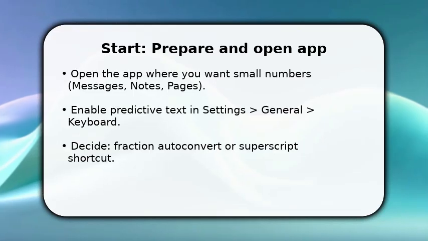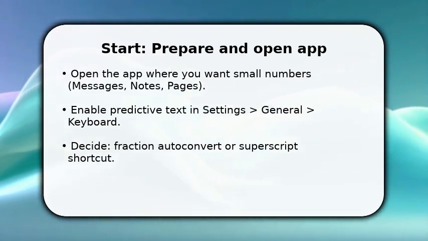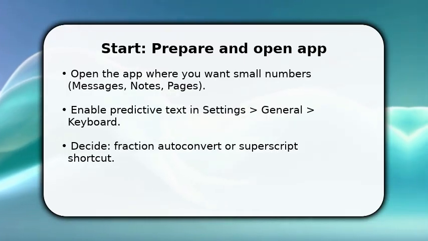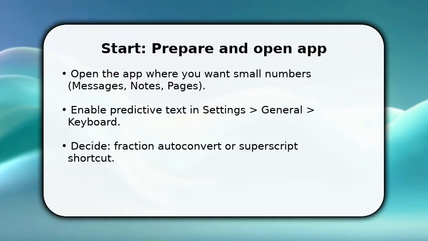You're ready. Open the app where you need the small numbers and make sure predictive is on. First method, type common fractions like 1/2, 1/4, 3/4 and watch iOS autocorrect to a half, a quarter, 3/4.